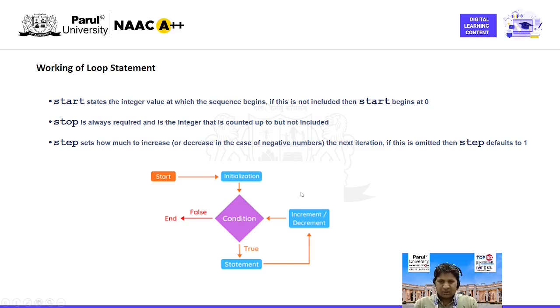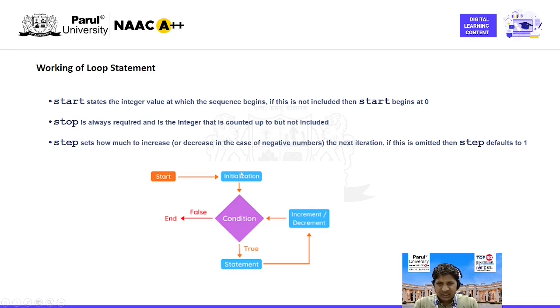You can see the diagram. Start, initialize the value. Initialize means start the value. Once your loop starts, check the condition. If the condition is true, the statement is executed, and then the value is increased or decreased. Suppose your initialization starts from 100 and goes in reverse order up to 1, then in this scenario your step is a decrease. Once the condition is false, your loop terminates.